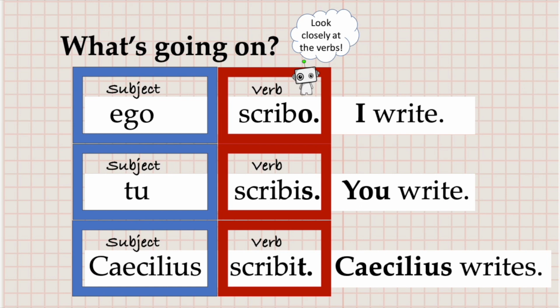So, let's look closely at the verbs here. What's going on? Well, ego scribo is I write, and tu scribis is you write, and Caecilius scribit is he writes. We've said before how systematic Latin is, and it's no different with verbs. We've got different endings to mark who's doing each action.